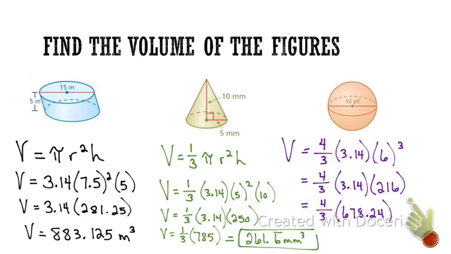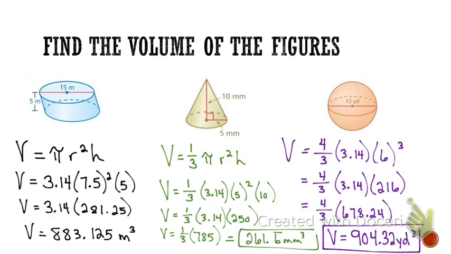Okay, that might take some practice, but I'm telling you, you won't go wrong if you do it that way. So the volume of the sphere equals 904.32 yards cubed. All right, so that's finding the volume of all 3 of the figures that we learned in chapter 10.